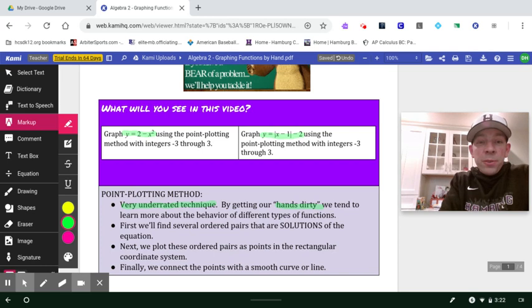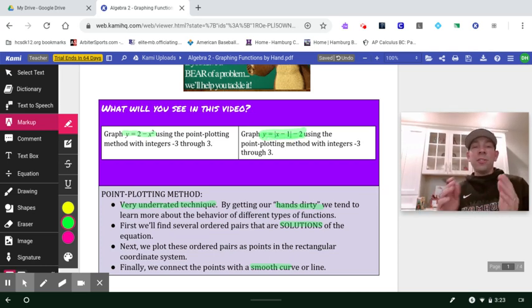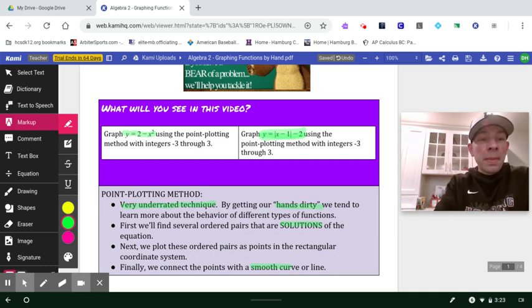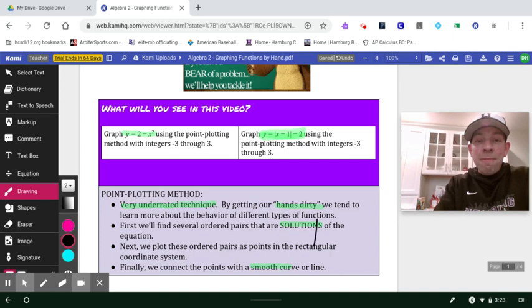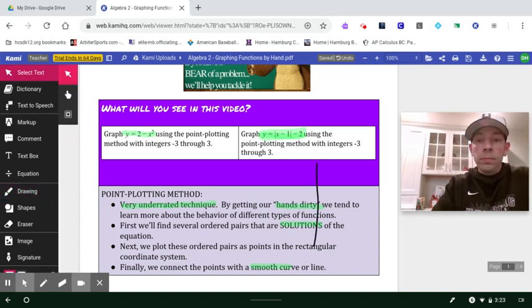So first, we're just going to find several ordered pairs that are what we call solutions, points that satisfy those equations. We're going to plot those points on our normal coordinate grid system, and we're going to connect them as smoothly as necessary. One thing I will say is that these absolute value graphs should have a sharp V shape to them, so they won't be as smooth as your typical quadratic. So let's dive in.